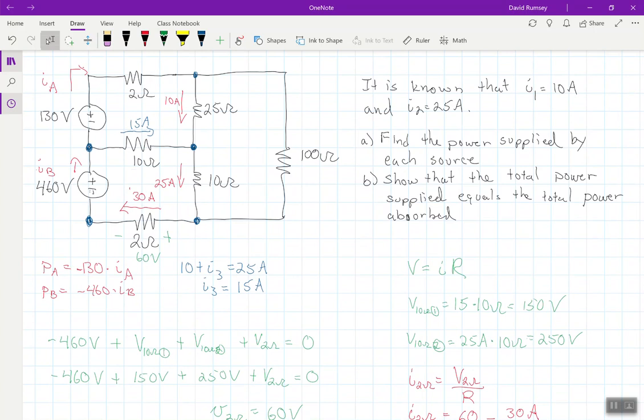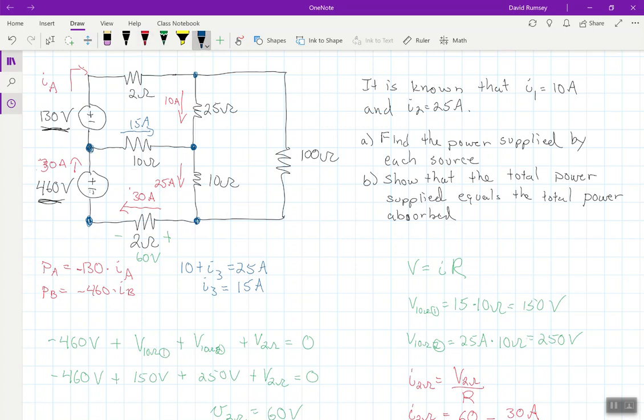Now we've actually really made ourselves some progress, because part A, we're supposed to find the power supplied by each source. Well, we found the power supplied by this source right here. We just need to do it for the 130. And we know to do it for the 130, I need to know what IA is. Well, let's look back at where we're at right now. I can erase this IB because I know what that current is. It's not IB anymore. We know that that current here is 30 amps.